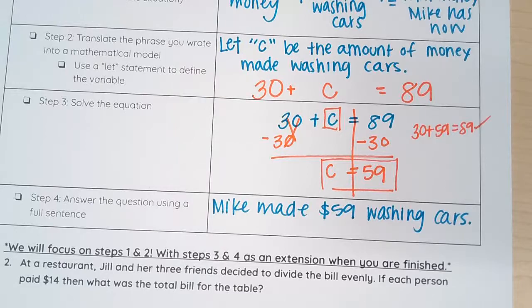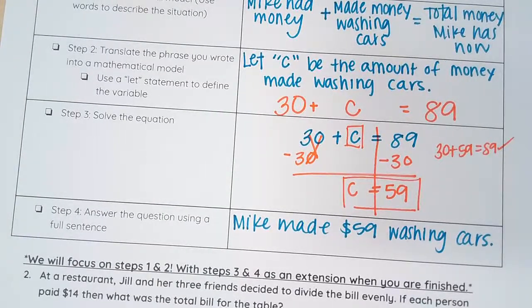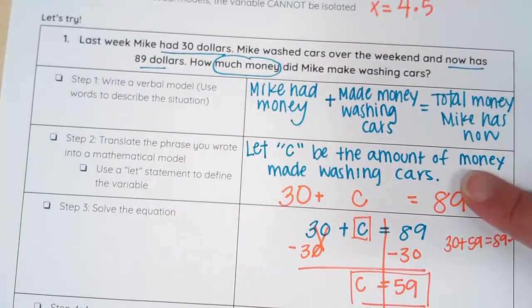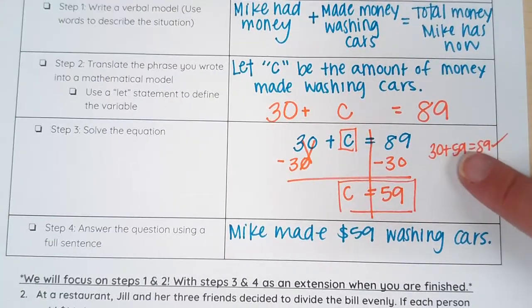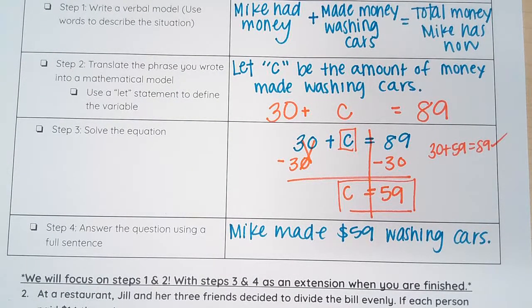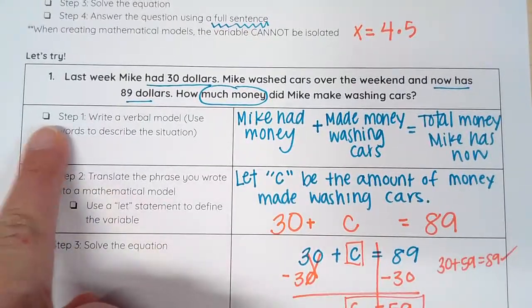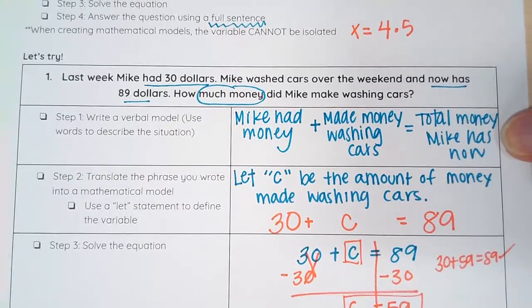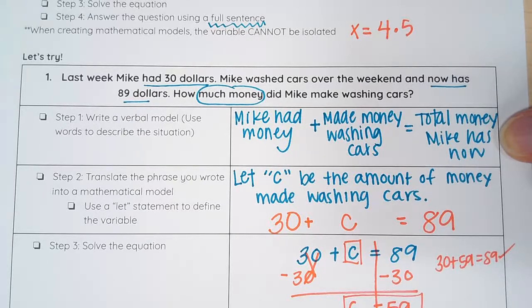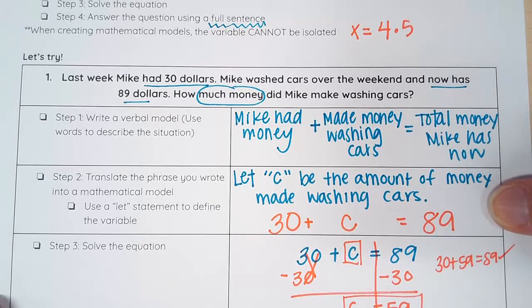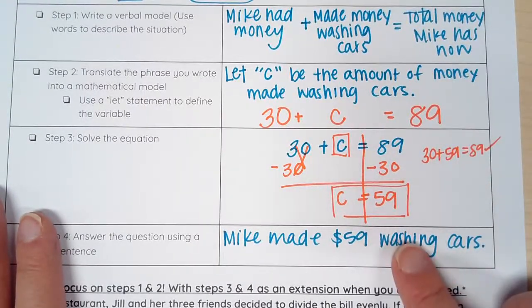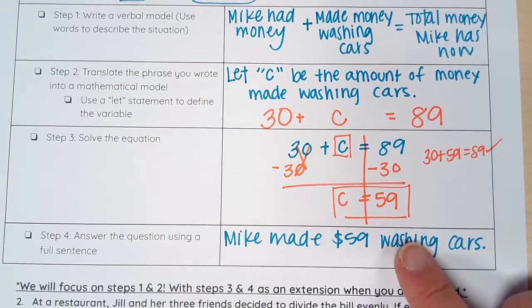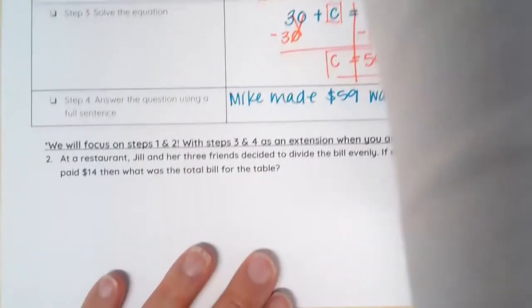For most of your problems today, you are going to focus on steps 1 and 2. I know that you know how to solve equations, so we will add that back in later, but I want our focus to be on step 1 and step 2. Let's get that word equation down, your word verbal model down, and let's get those let statements and equations down. We will worry about the solving and the final answer to the question later. Let's do one more together.